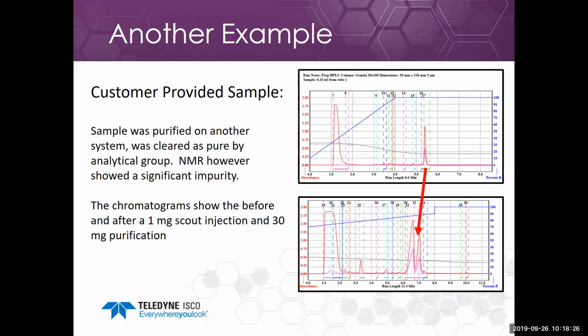Another example comes from a customer. The sample was purified on another system, and it was cleared as pure. And you see over here that there's just one peak showing up. When we ran the scouting gradient, we see that there's actually 2 compounds over here, and they're very different compounds. The UV is different between them, and it came out rather nicely over here.